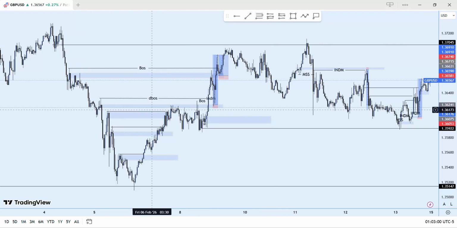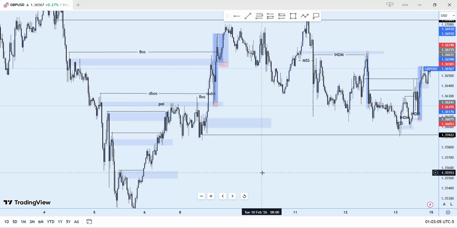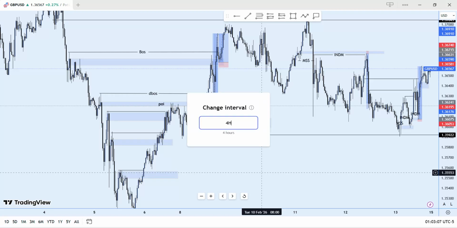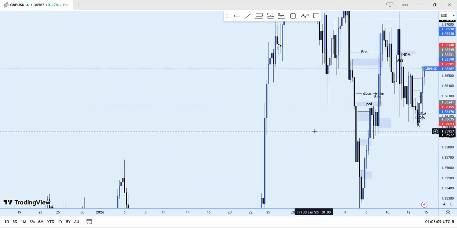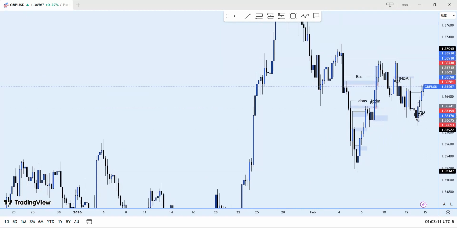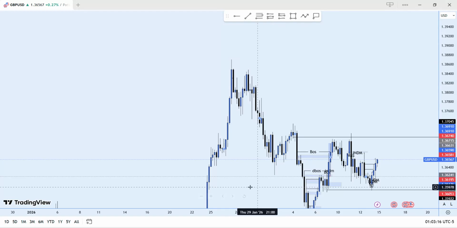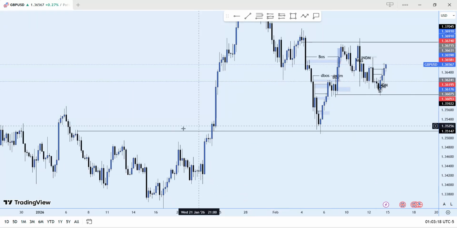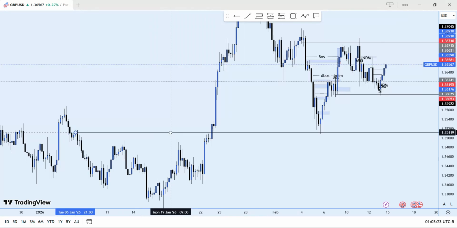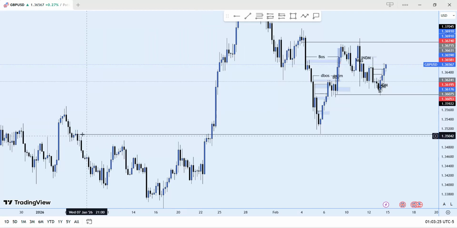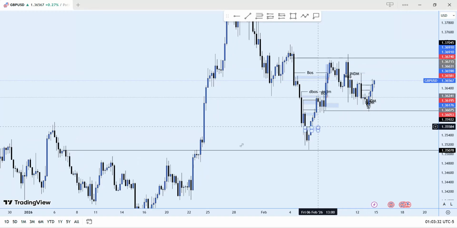All right, so this is a 30-minute chart. Let me go quickly to the 4-hour chart. All right, as you can see, just as the market was dropping down, and where the market came and bounced off from, it bounced off of this breaker block, right? Just at this breaker block, it bounced off of it and it began to shift structure to the upside.